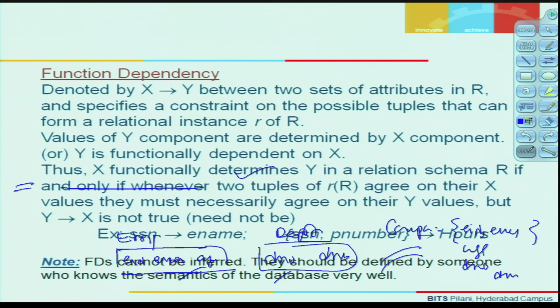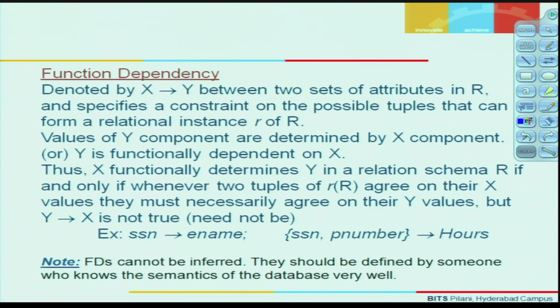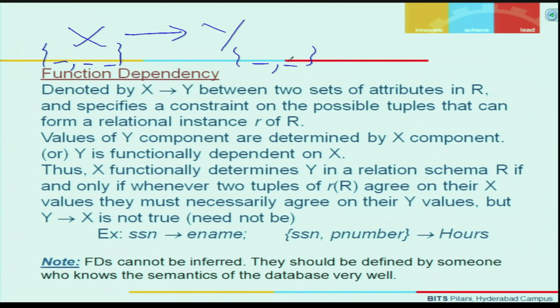universal schema. Coming to functional dependency, which is denoted by X arrow Y, between two sets of attributes. Here X is on the left hand side, Y is on the right hand side, and X could be one attribute or a collection of attributes, Y could be one attribute or more than one attribute, and it is denoted by X determines Y between two sets of attributes in R and specifies a constraint on the possible tuples that can form a relation instance r of R.